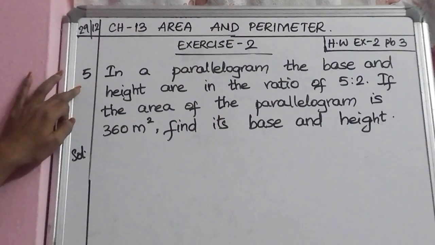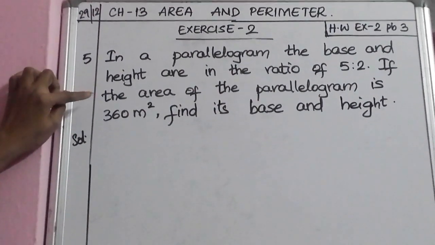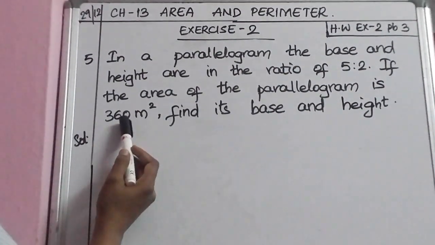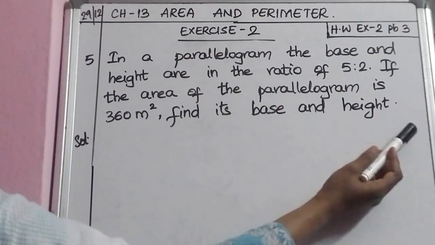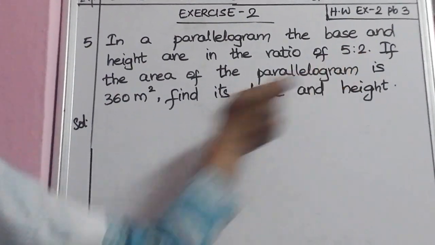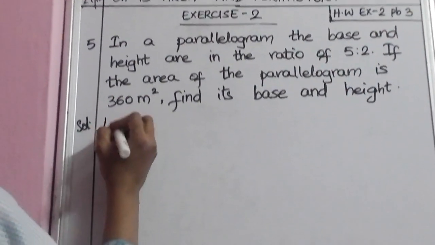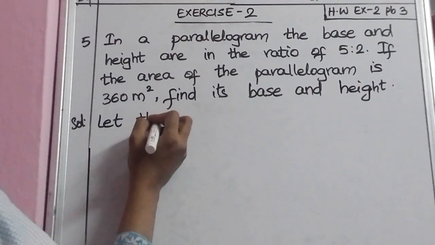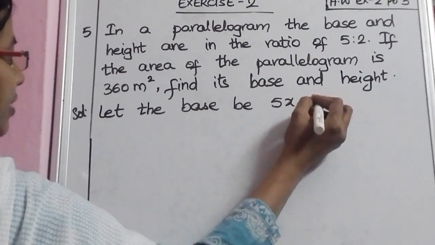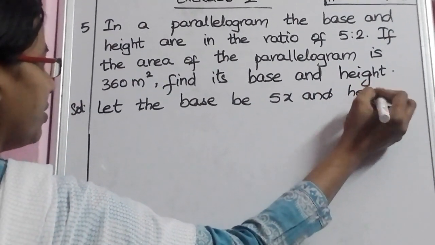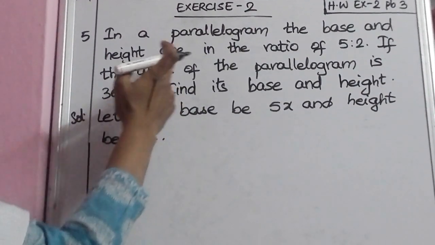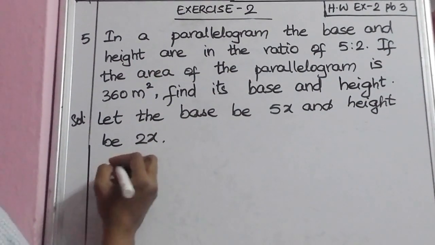Let us do the fifth problem. In a parallelogram, the base and height are in the ratio of 5:2. If the area of the parallelogram is 360 square meters, find its base and height. Base and height we have to find out. So here a ratio is given. So first step we are going to consider: let the base be 5x and height be 2x.